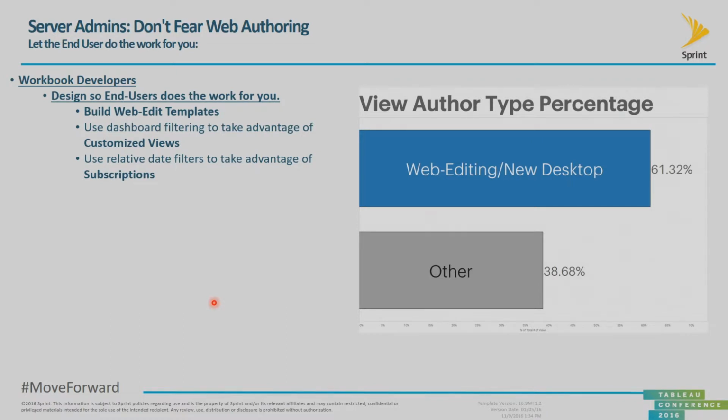And with a relative date filter, they set it up. It shows up yesterday's data or shows up the last week's data. They subscribe to it. They don't have to come out to my server and find out what happened yesterday. We deliver it to them at 8 a.m.